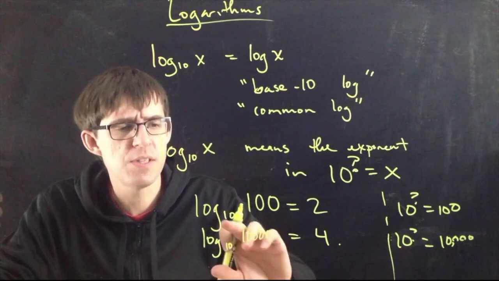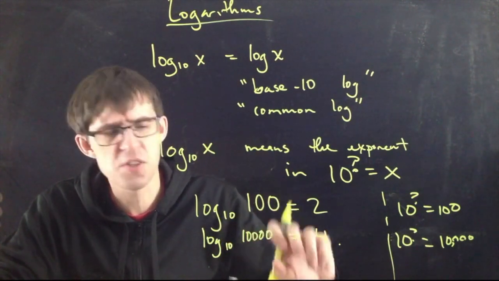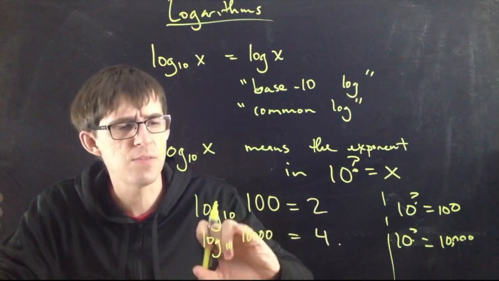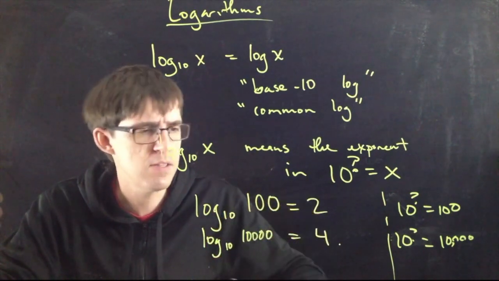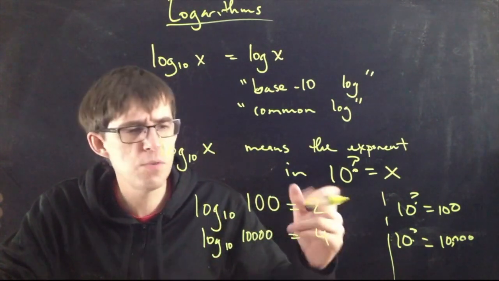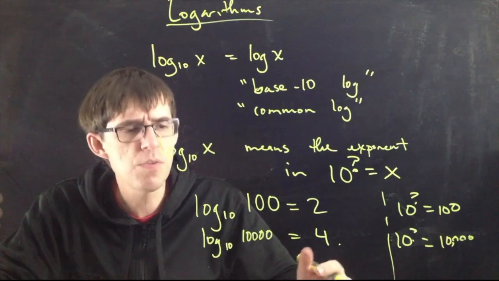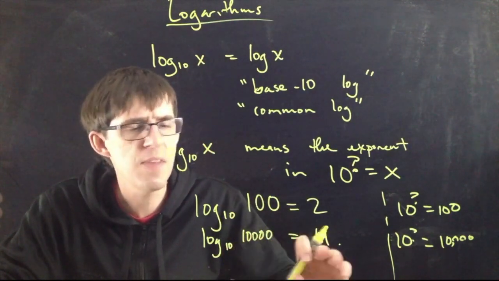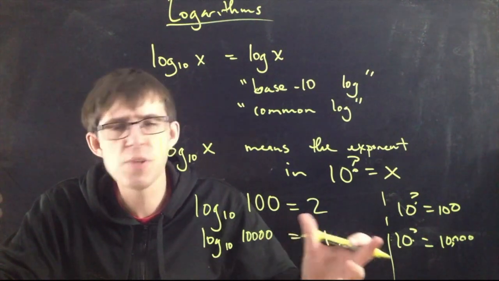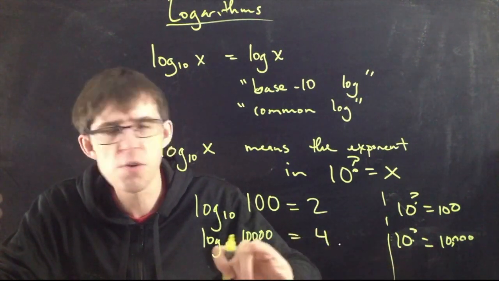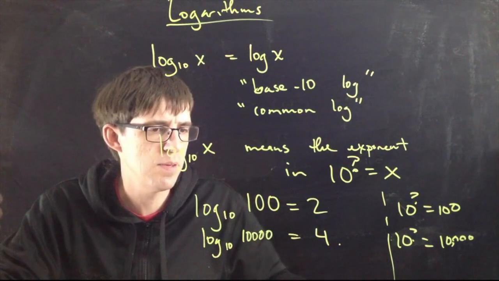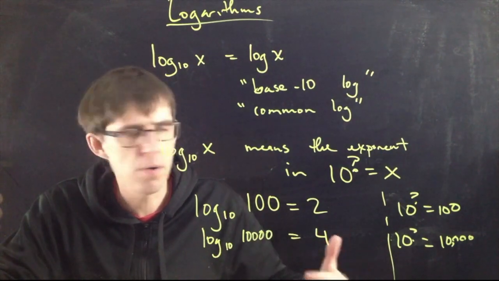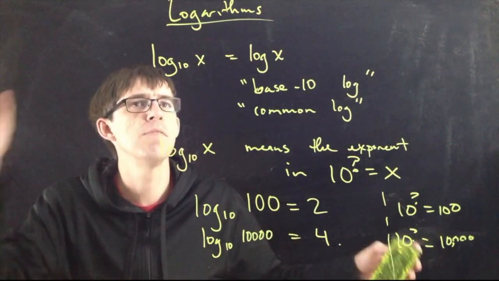Basically, what the log is counting is how many digits are in the answer, although it's one less. This is a 3-digit number, and its log will be 2. You don't get up to a log base 10 equal to 3 until you get up to 1,000. Then the log is 3. When you get up to 10,000, the log is 4. It's measuring how big the number is, but in terms of the digits, not the actual value of the number itself.